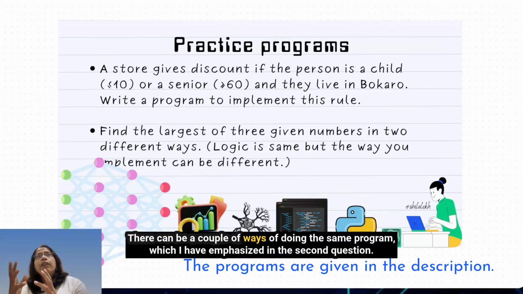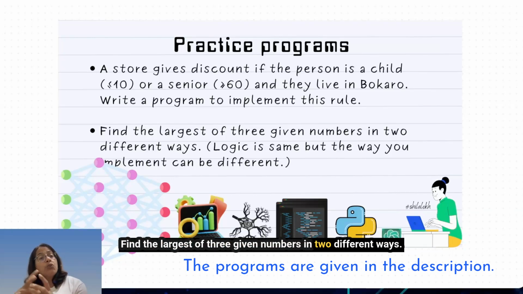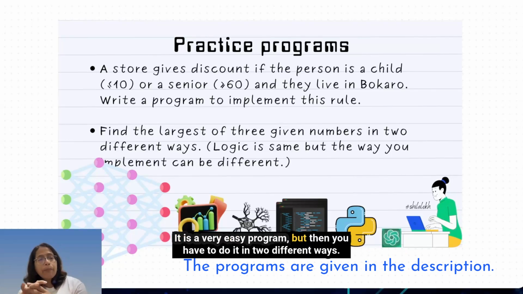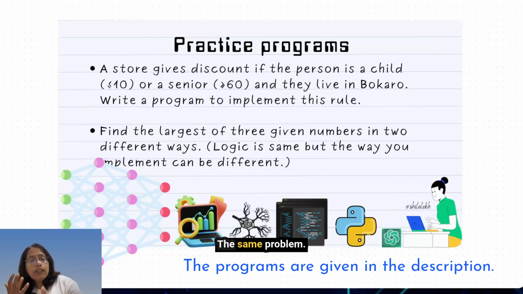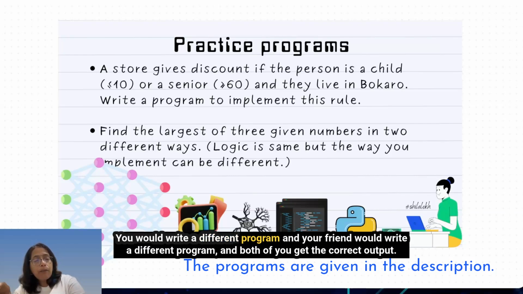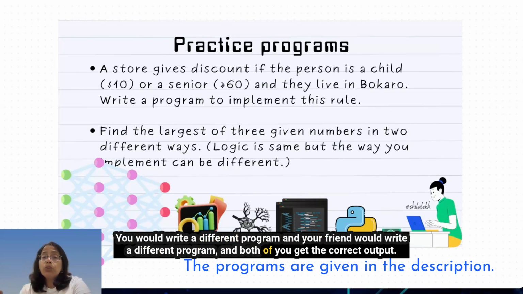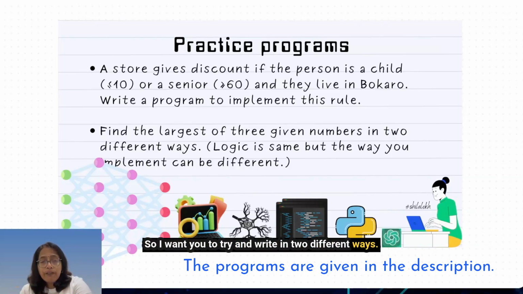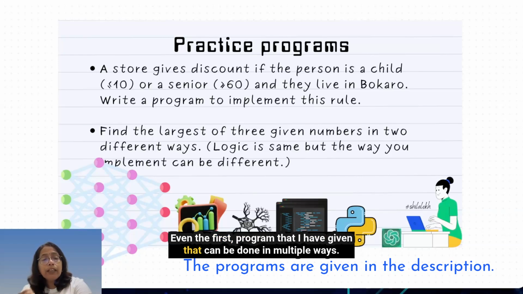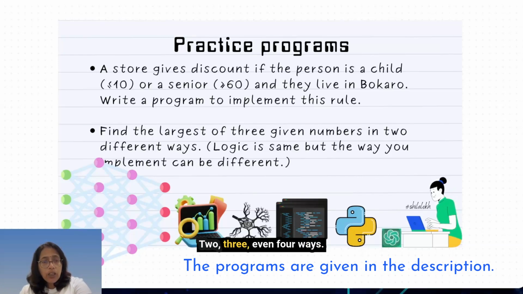There can be a couple of ways of doing the same program, which I have emphasized in the second question. Find the largest of three given numbers in two different ways. It is a very easy program, but you have to do it in two different ways, because for the same logic, different people would implement it in a different way. The same problem, you would write a different program and your friend would write a different program, and both of you get the correct output. If you get the correct output, then both of the programs are right. So I want you to try and write in two different ways. Even the first program that I have given can be done in multiple ways, 2, 3, even 4 ways.